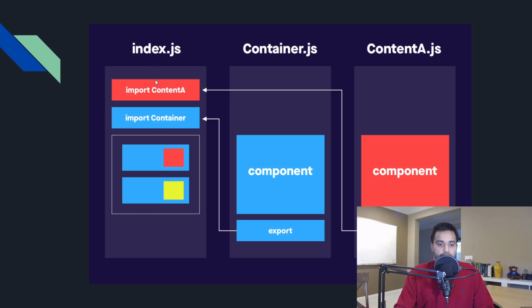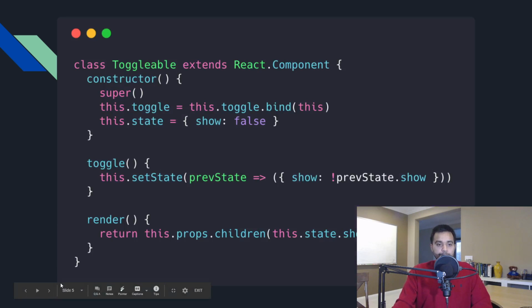So what index.js can do is it can actually have content A and container and render them on the screen. That's the whole cool thing about React: you can have files living in different folders, or even in the same folder, and the index will be able to import it and then render it on the screen. Okay, great. This is an example of the React syntax.